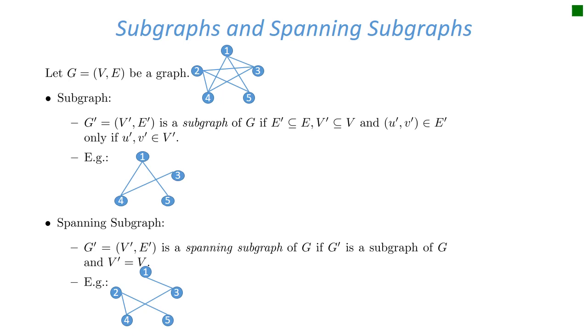A graph G prime is a spanning subgraph of G if G prime is a subgraph of G and it contains all the vertices that are there in G. So notice that this graph, the second graph over here, is not a spanning subgraph because the vertex 2 ended up being removed, because all its edges were removed to get this graph G prime. However, the graph at the bottom over here is a spanning subgraph of the original graph.